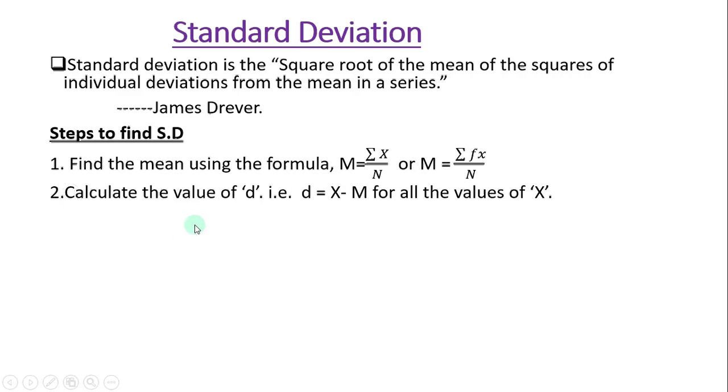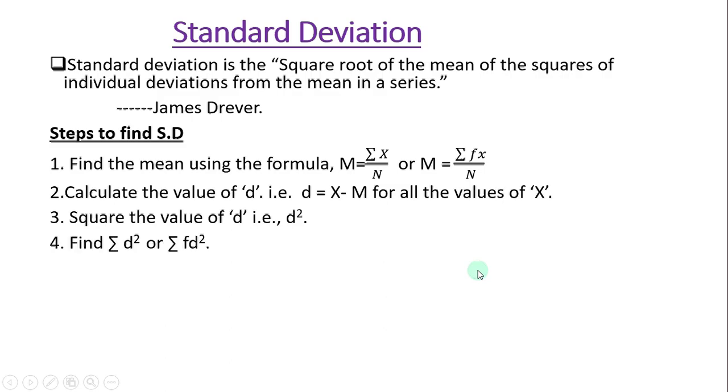Here calculate the deviation, that is d is equal to x minus m for all values of x. If it is ungrouped data, it is the x score minus the mean. For grouped data, small x will be the midpoint minus the mean m. The next step is to square this value of d. Whatever d we get, we have to square it to get d square.